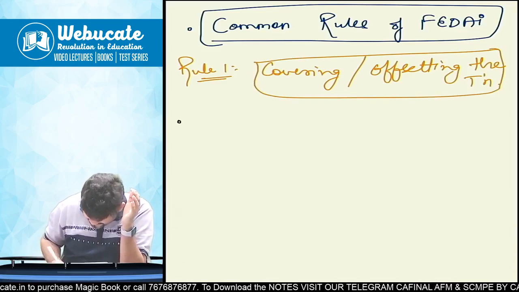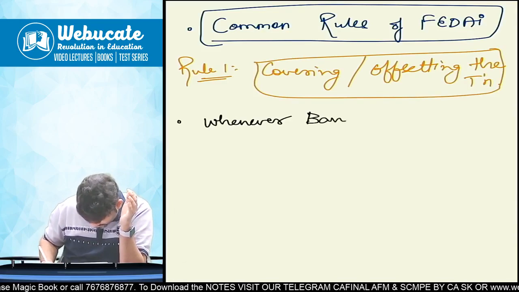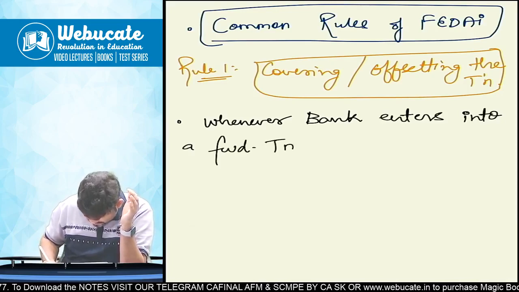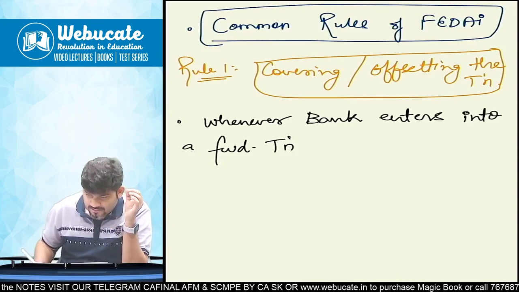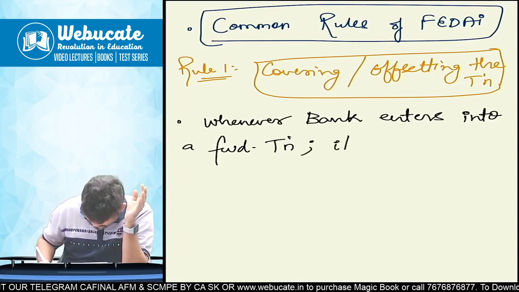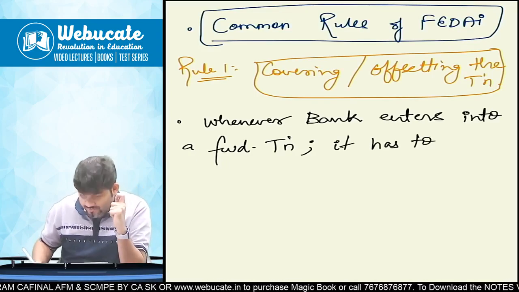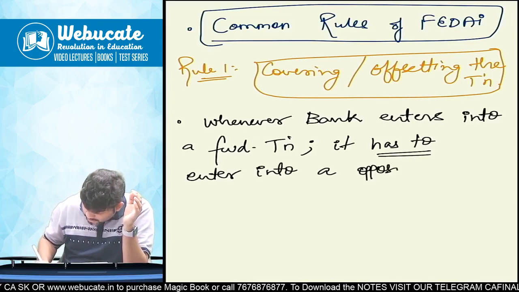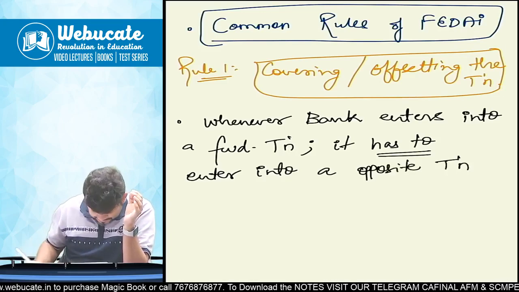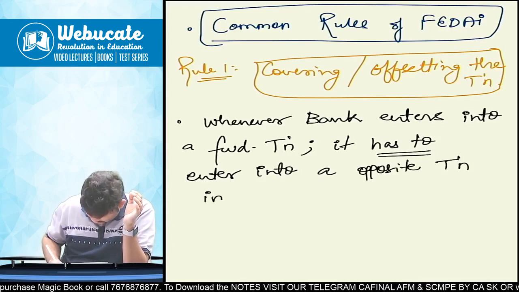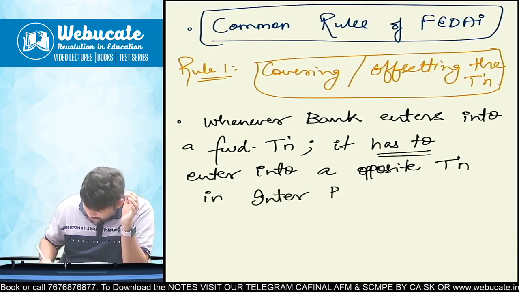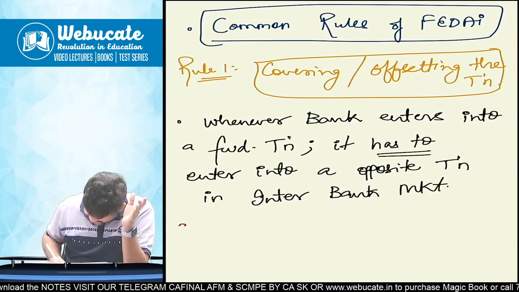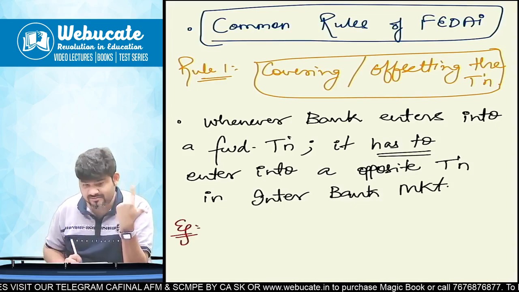What is the rule? I'll dictate. Whenever a bank enters into a forward transaction, it has to enter into an opposite transaction in the interbank market. The whole point being that the customer should not suffer in the interbank market. Okay. The example I gave you, we can just write down so that when you are revising, you have it with you.